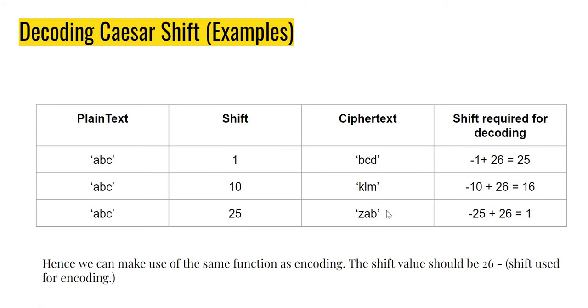ABC with a shift of 25, I get ZAB. To get this ABC back, all I have to do is shift by just 1. So Z is going to become A, A is going to become B. The interesting point is 26 minus 25 is 1. So what we are saying is that the same function as encoding will be used, but the shift value should be 26 minus the shift used for encoding. I hope this is clear.